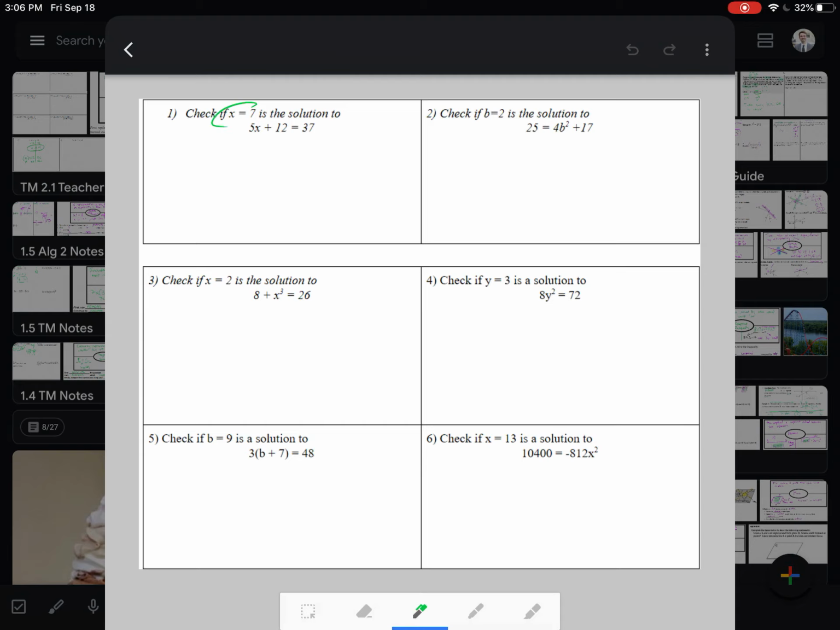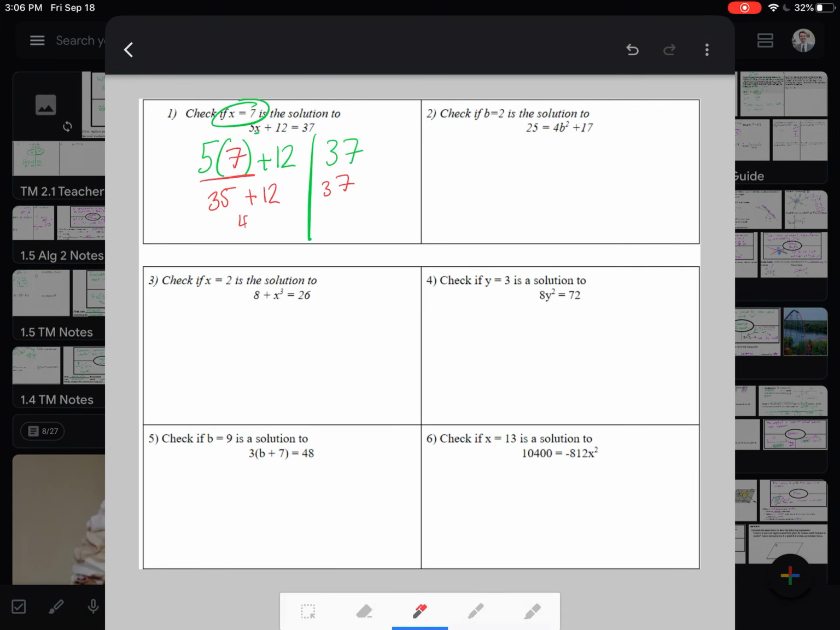So it's asking us here, x equals 7, is that a solution? So rewrite everything. The only difference that I would like to see is that instead of the x, we're going to use parentheses. So we're going to plug in 7 for x, and then now we can go through, follow PEMDAS, and evaluate. So 7 times 5 is 35. We add 12 to it, and we're checking to see, does that equal 37? Well, 35 and 12 give us 47. That does not equal 37.